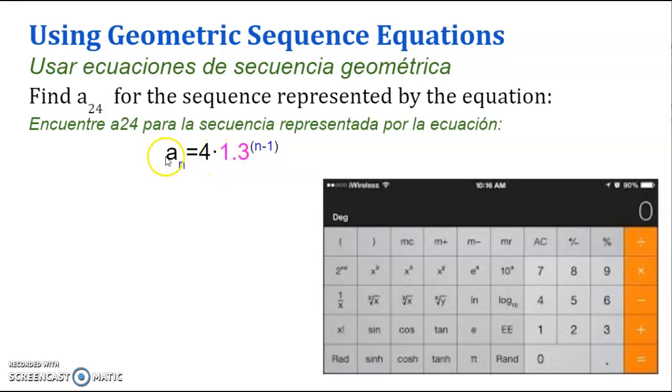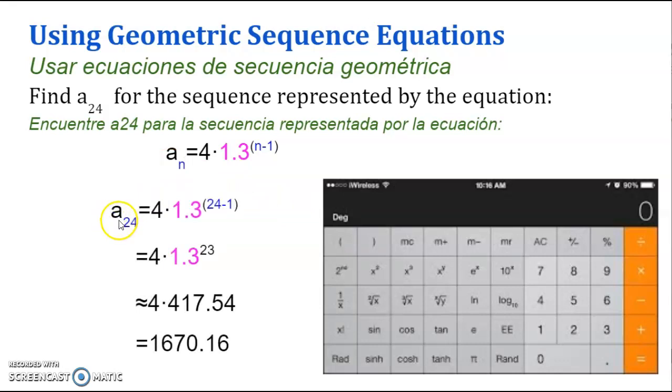Now, how do I calculate a sub 24 using the calculator? You need to simplify as much as possible first. A sub 24 is going to be 4 times 1.3. Remember, it's a decimal point here, so this is going to be something that is together. It's 1.3, not 3 to the power of 24 minus 1. It's 1.3 to the power of 24 minus 1. And I know that 24 minus 1 simplifies to 23.